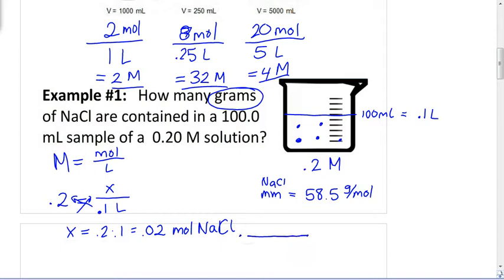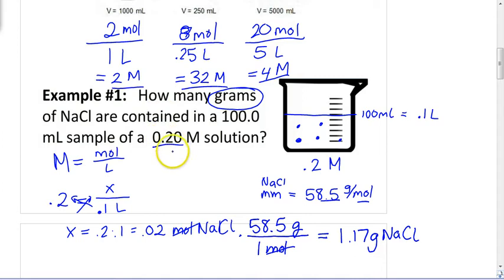So we've got 0.02 moles of sodium chloride, and we know that 1 mole weighs about 58.5 grams. We'll plug in 58.5 grams of NaCl on top, and 1 mole of NaCl on bottom. And then we'll multiply across. 0.02 times 58.5 turns out to be 1.17 grams of sodium chloride. And if we look back here, we've got 2 sig figs versus 4 sig figs, so we'll go with the one that has less, which has 2 sig figs, so we'll need to round this to 1.2 grams of sodium chloride.